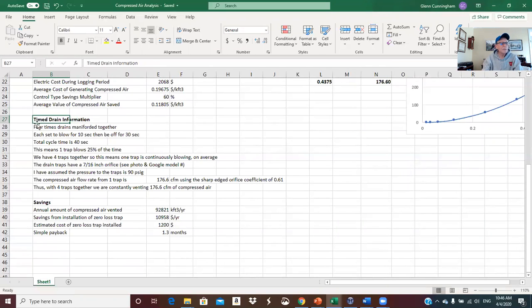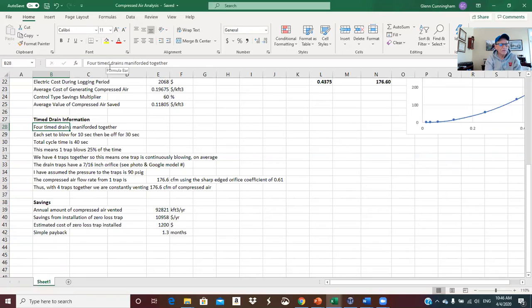So this is the drain trap information. For timed drains manifolded together, each set to blow 10 seconds and then be off for 30 seconds, total cycle time is 40 seconds. This means one trap blows 25% of the time. So I've got 4 of them, which should be equivalent to 1 blowing continuously on average. 7/16 inch orifice. I showed you pictures of the tags and all that. I've assumed the pressure to the traps is 90 psig.